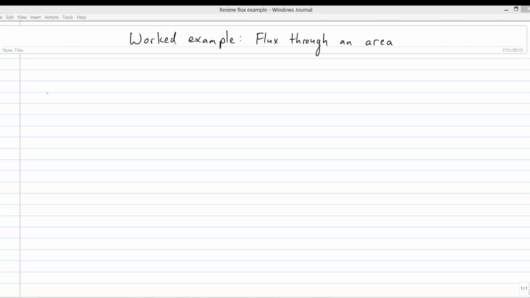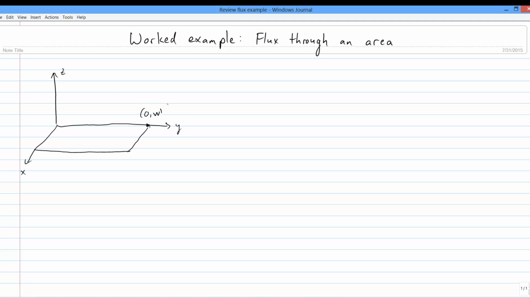Actually calculating fluxes using integration can be challenging, so let's work through an example. Let's suppose we have some flat sheet sitting in the xy plane with dimensions h and w respectively. And let's suppose we also have some non-uniform E field given by a i hat plus bx j hat plus c y squared k hat.